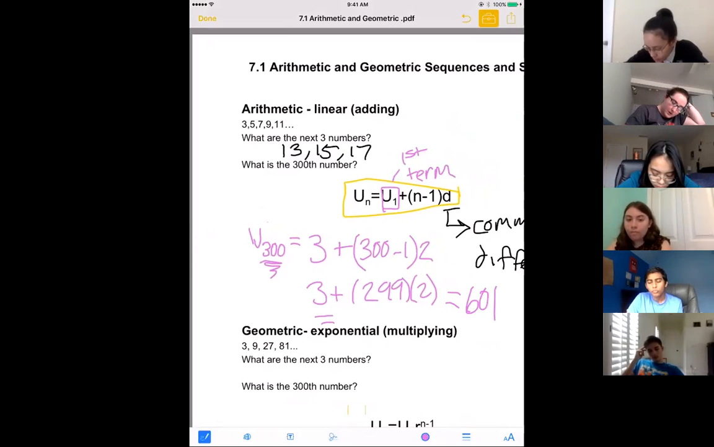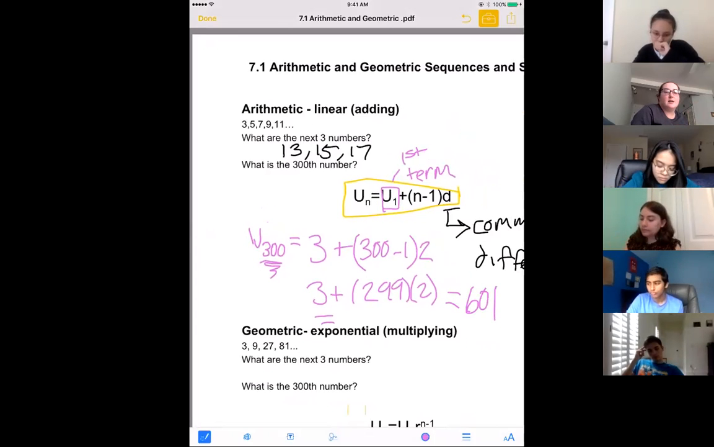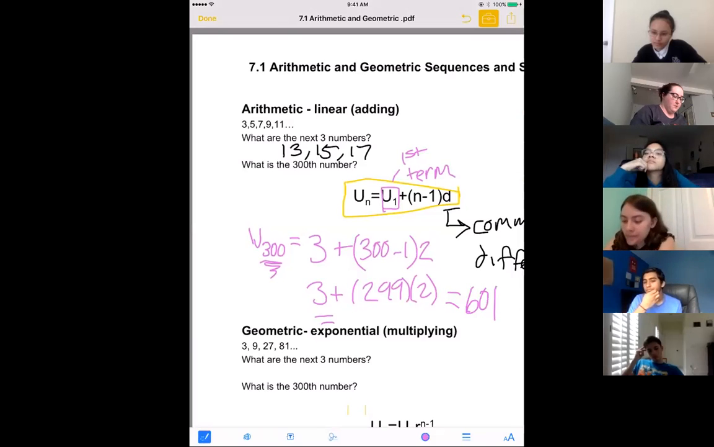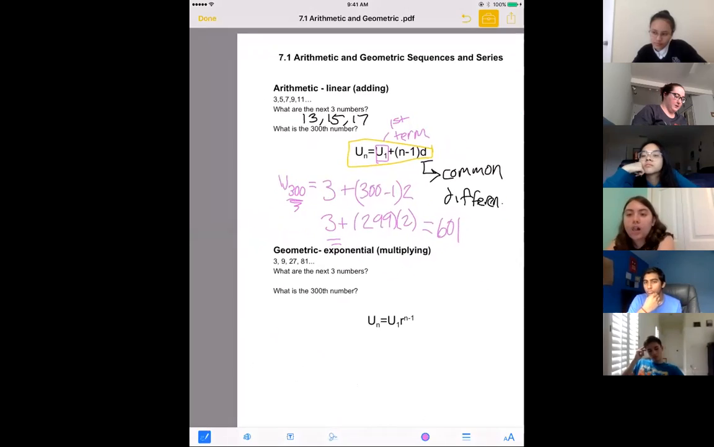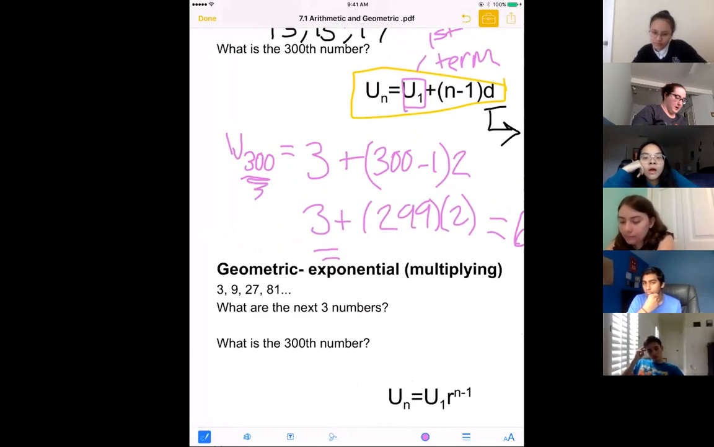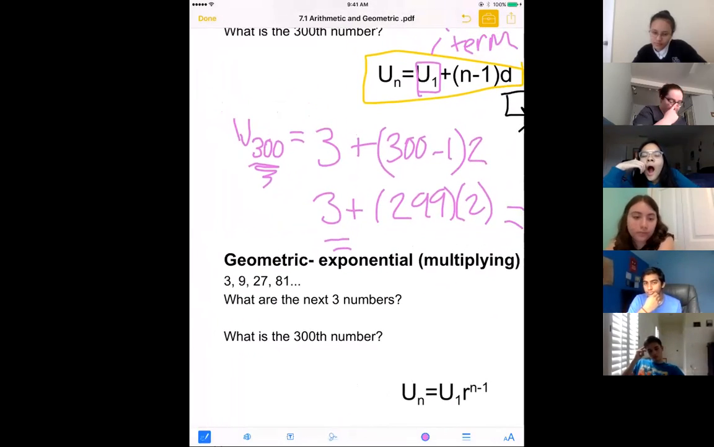Okay, so does that make sense about arithmetic? Yes. It's just like a linear table. You're looking for what the change each time is. That'll be your common difference. It shouldn't be too bad. Okay, and then on the other side, we have geometric. Now this looks more like an exponential function because you're multiplying every time.